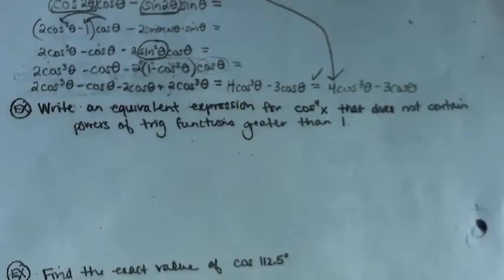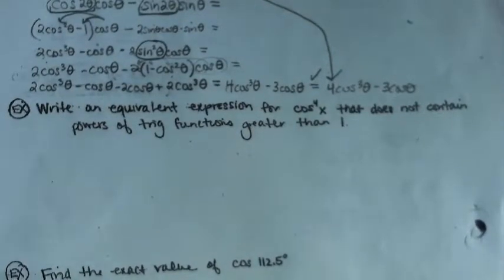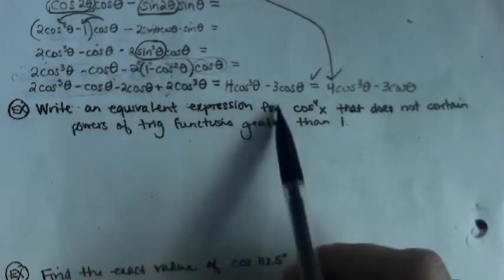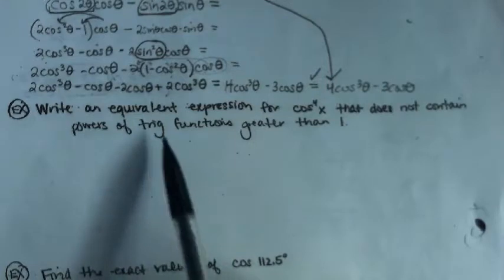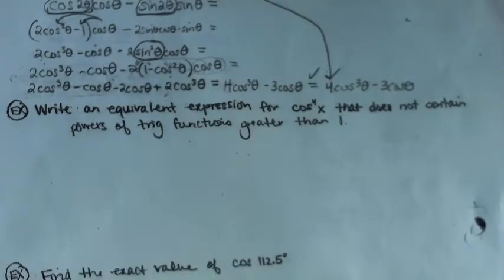Exercise 2 here is where we're going to use our power reducing. So write an equivalent expression for cosine to the 4th power of x that does not contain powers of trig functions greater than 1. So I can't have any cosine squareds, any sine squareds in my final answer. That's what they mean by saying does not contain powers of trig functions greater than 1.